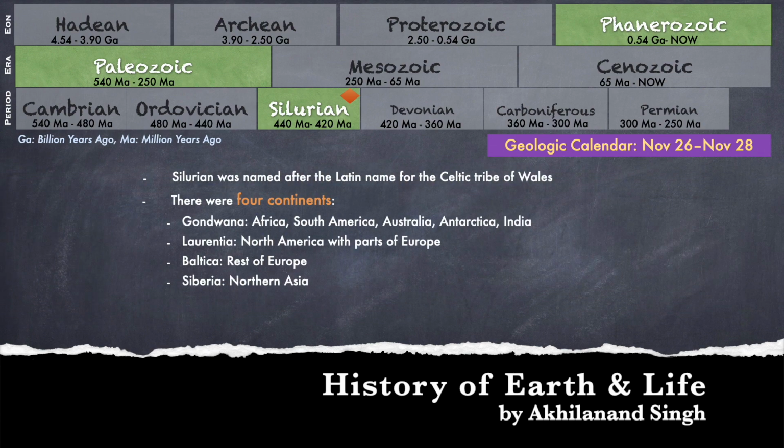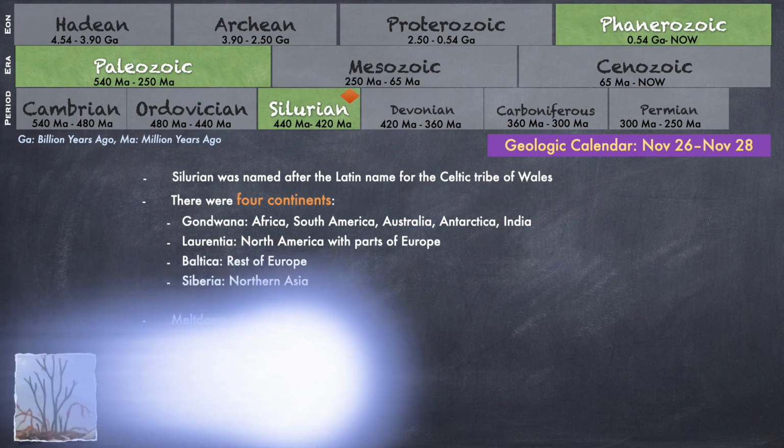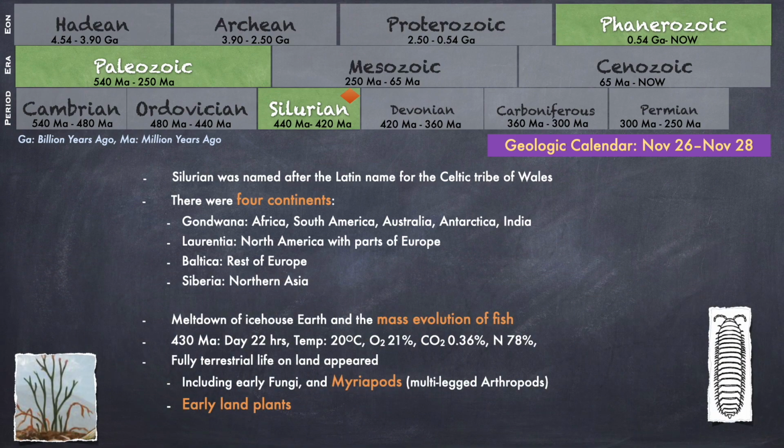In this period, there were 4 continents whose names were Gondwana, Laurentia, Baltica and Siberia. The continent of Gondwana consisted of the modern-day landmass of Africa, South America, Australia, Antarctica and India. Laurentia was North America with parts of Europe. Baltica was the rest of Europe, and Siberia, the modern landmass of Northern Asia. In this period itself, there was a meltdown of the icehouse Earth that got created in the earlier period. Because of that, there was mass evolution of fish.